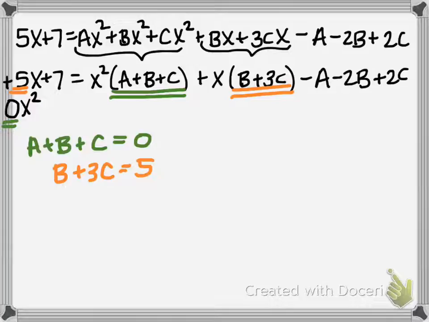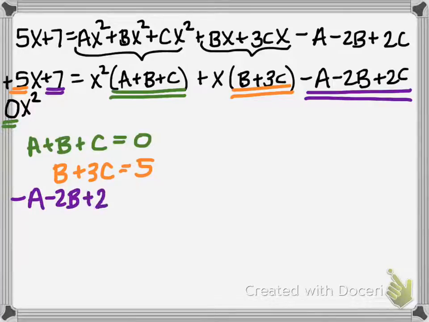And then our last equation is found by equating the constants. So on the left side, my constant is 7, and on the right-hand side, the constants are negative a minus 2b plus 2c, and that will be equal then to 7. So now we have a system of equations. This is a system in 3 variables to solve.